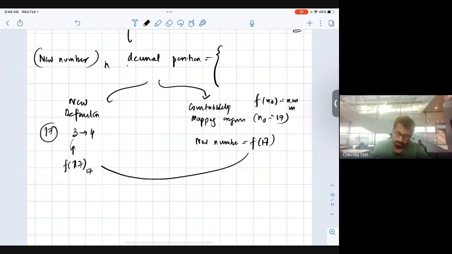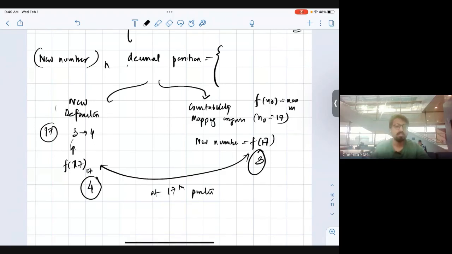And this is where the discrepancy comes up. Since f of 17 is that new number, by this definition it should be 3, and by the new definition it should be 4 at the 17th position. So therefore, given this is a valid definition, the assumption should be false, because it cannot be both numbers at the same point.